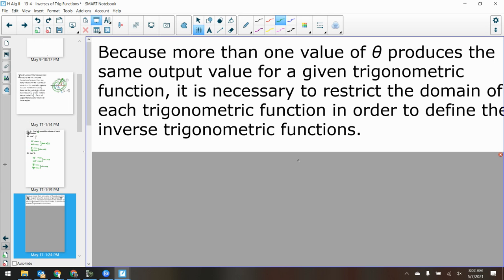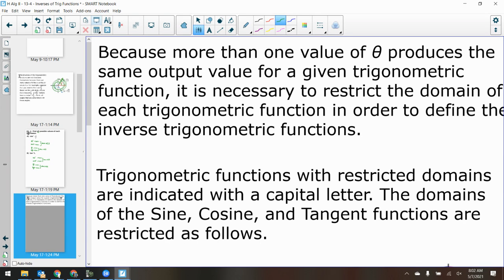Because more than one value of theta produces the same output per given input, it's necessary to restrict the domain of each trigonometric function in order to define the inverse trig functions. And that's the key word there, function. As soon as I call it the inverse trig function, I'm assuming I'm talking about a restricted domain that only gives me one output for each input.